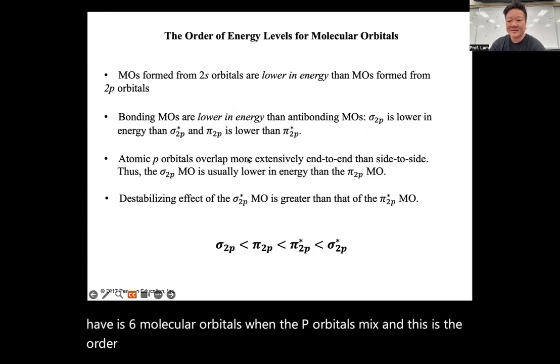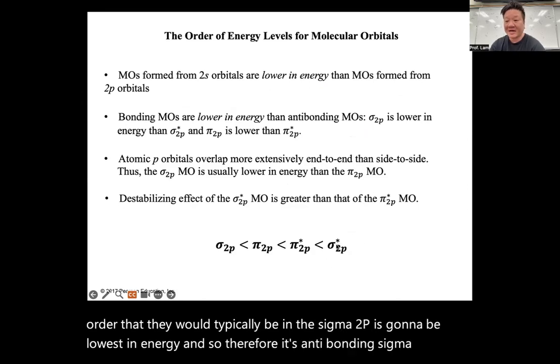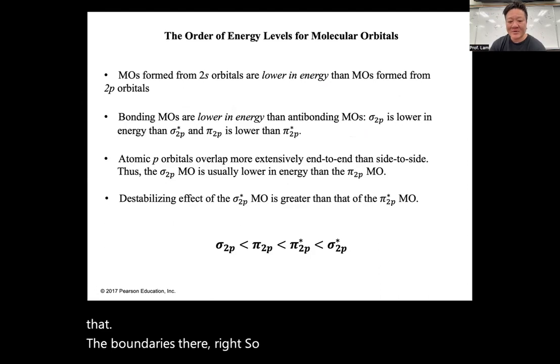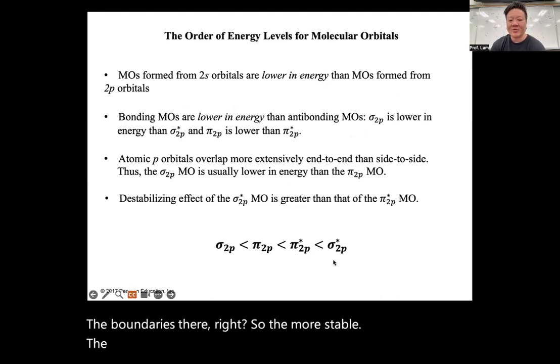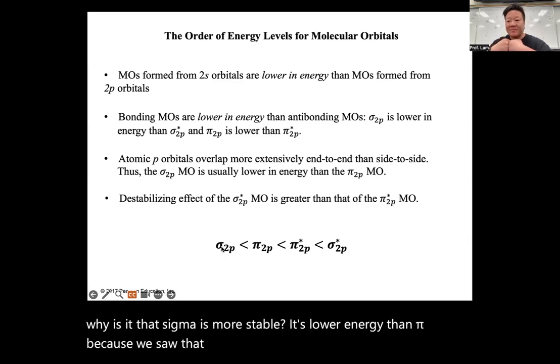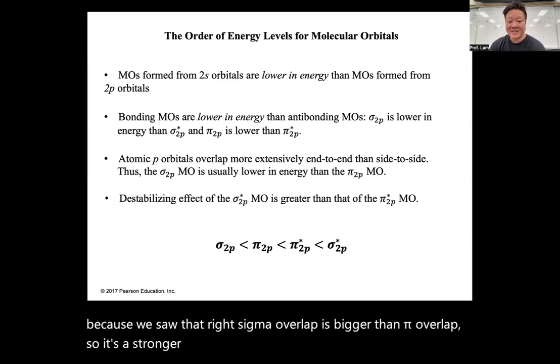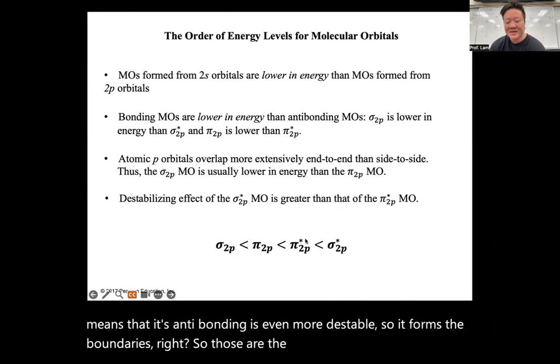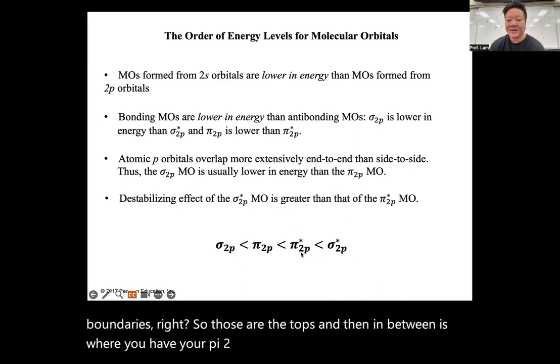And this is the order that they would typically be in. The sigma 2p is going to be lowest in energy, and therefore its anti-bonding sigma 2p star is going to be the highest, because we're establishing the boundaries there. The more stable the bonding MO is, the more unstable the anti-bonding is. And why is sigma more stable? It's lower in energy than pi, because we saw that sigma overlap is bigger than pi overlap. So it's a stronger bond, and that's why it's more stable. But that also means its anti-bonding is even more destabilized. So it forms the boundaries, the tops, and in between is where you have your pi 2p and pi 2p star.